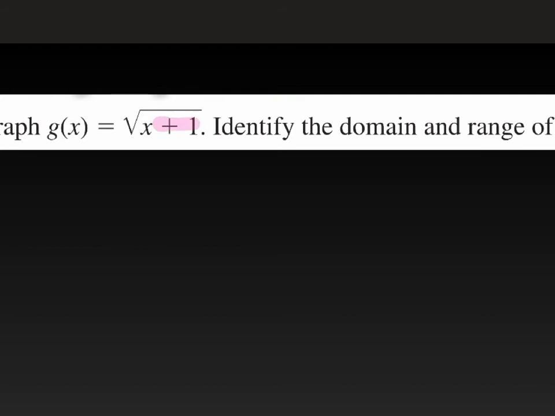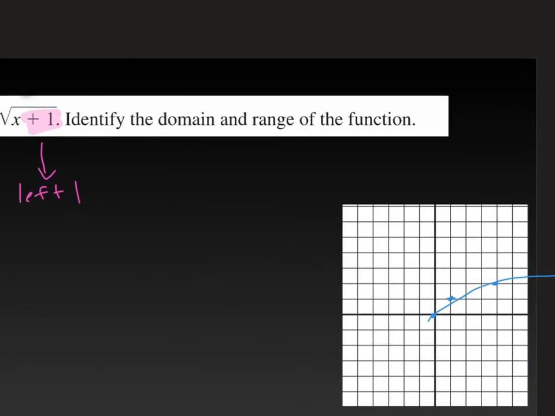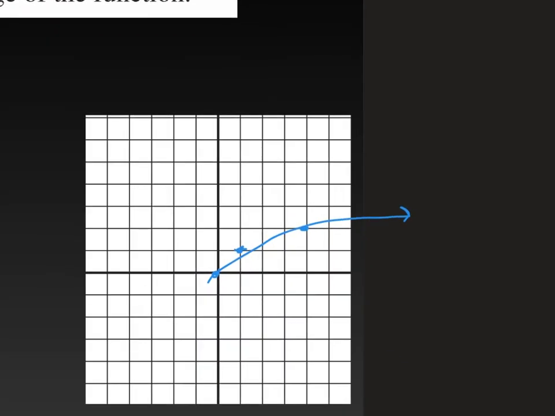So we have this plus 1 on the inside. Which way does this tell us we go? Left 1. So since it's a plus on the inside, we go left 1. So we take all of our points from our parent function and just move them to the left 1. So 0, 0 gets shifted to the left, 1, 1 gets shifted to the left, and 4, 2 gets shifted to the left. And then we just draw our curve. Keeps the same shape, just gets shifted to the left.